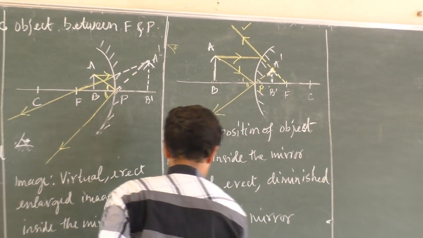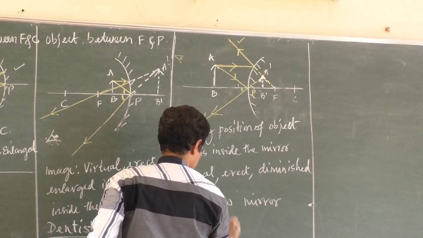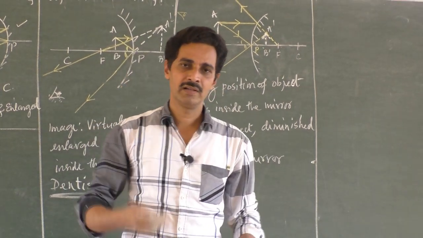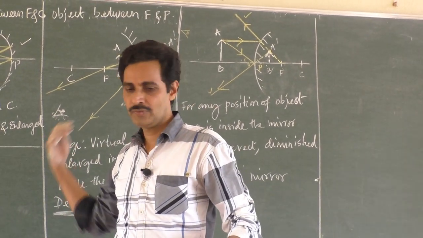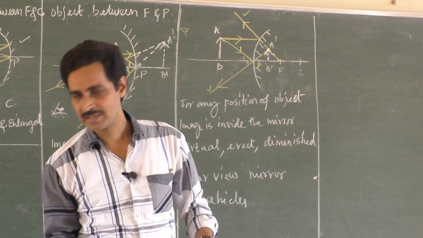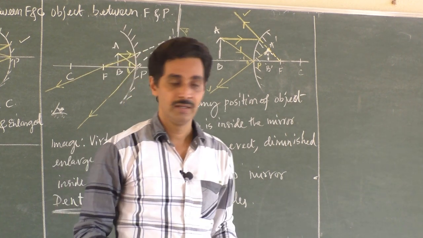Rear view mirror in vehicles. What is the rear side? The rear side is the one which we can't see. If you are driving a vehicle and something is coming from the back, you must be able to identify what is coming from the back because you want to give it the side.